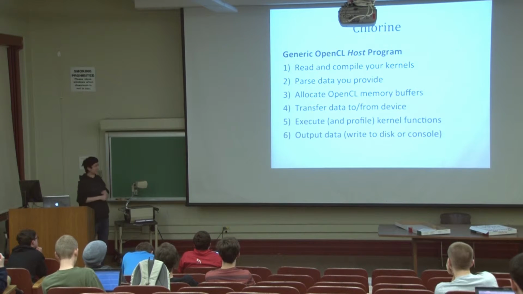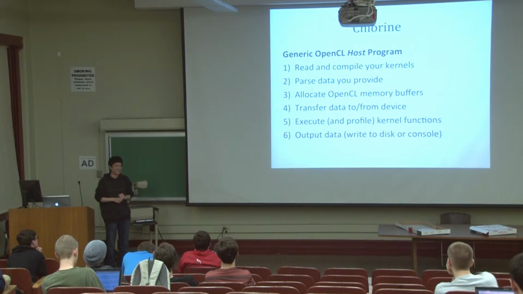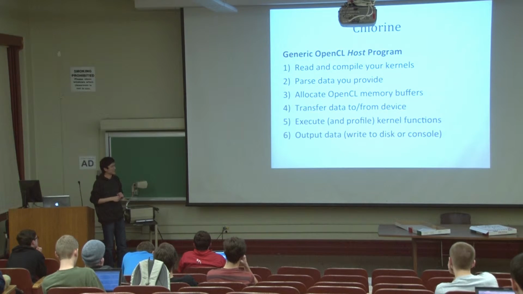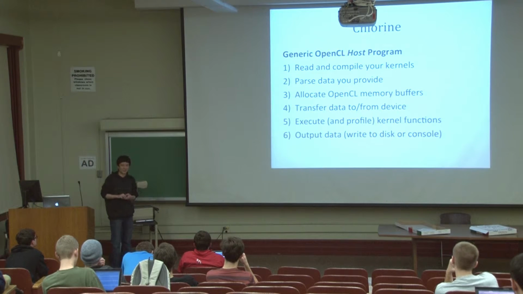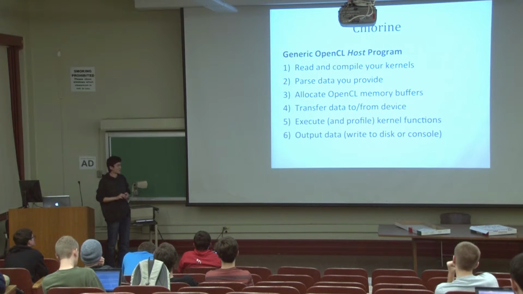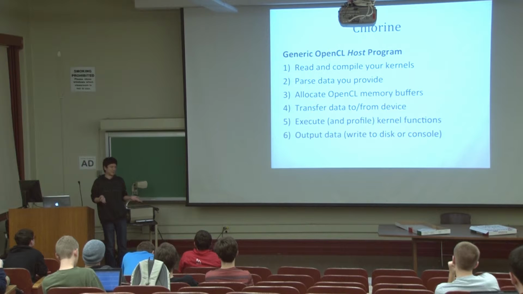So my solution, Chlorine, is a generic OpenCL host program, which handles all the basics of getting an OpenCL program started. Basically, it does this in kind of this order, not quite, but it'll read and compile your kernel. Kernels are device compiled, so you have to do it basically every time you add a new device or every time you want to run your program. It'll parse the data that you give it, and you can give it data in whatever format you want, so long as it's formatted data.